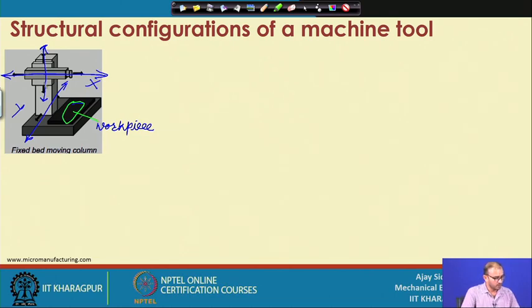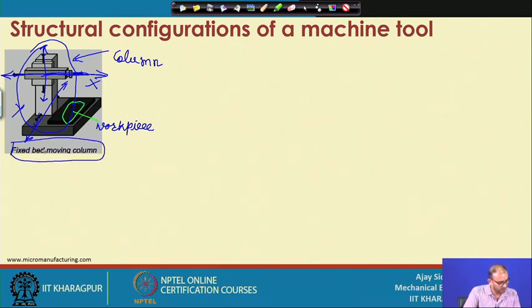Correct. So, now what are the movements here? You can see that your table does not have any axis here. Your whole thing is mounted on the column, and this particular column has all the 3 movements. The whole column is moving in the y axis direction, then at some height you have mounted an x axis, and then this z axis is moving in this direction, correct. So, this is called the fixed bed moving column. So, your bed is fixed, but your column is moving in this direction.